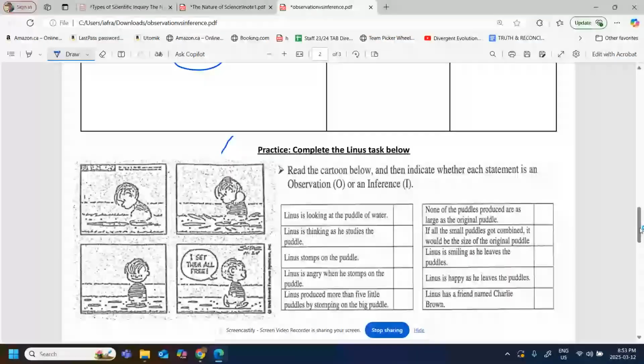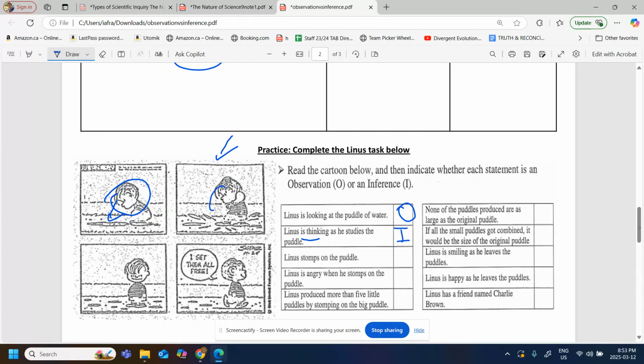So in this video here, we're going to try this problem out. It's based on the comic strip that's over here. So Linus is looking at the puddle of water. So that's right, Linus is looking at this puddle. That's more of an observation. Linus is thinking as he studies the puddle. Well, you can't really see that. You can't really see that Linus is thinking, so you're just inferring that.